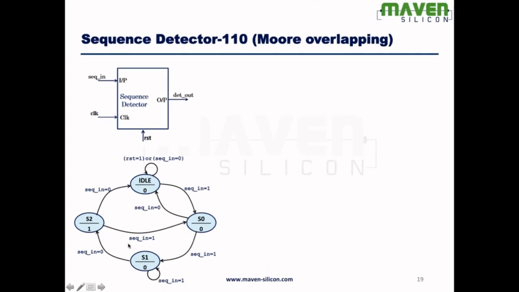And this is how the FSM looks. There are four major states: Idle, S0, S1, S2. In S2, you are going to get output 1. This is how the transitions are going to be. You can analyze this FSM later.